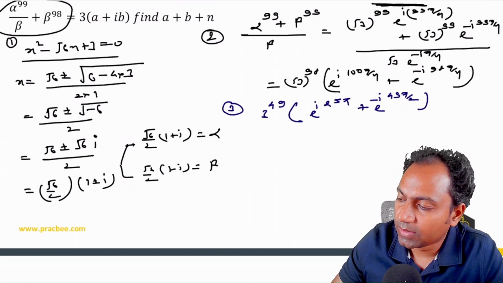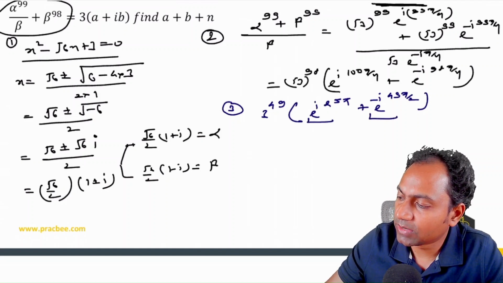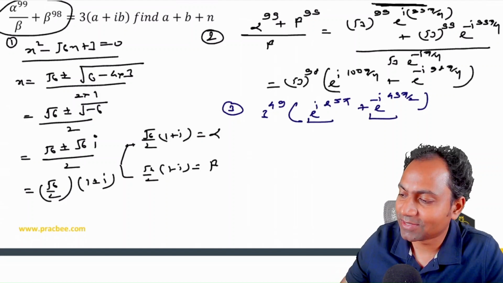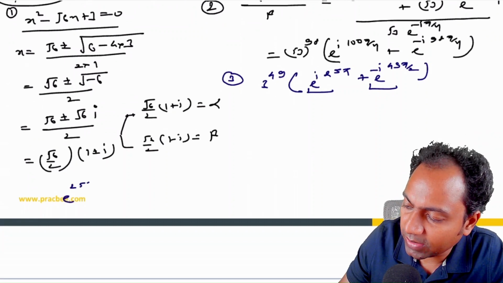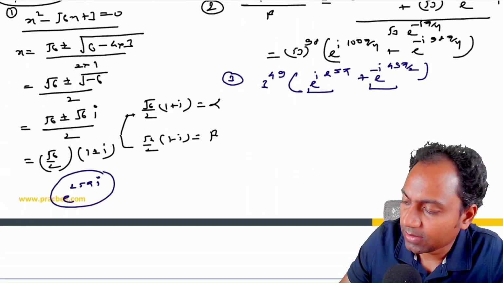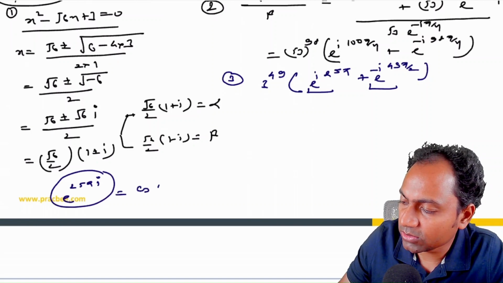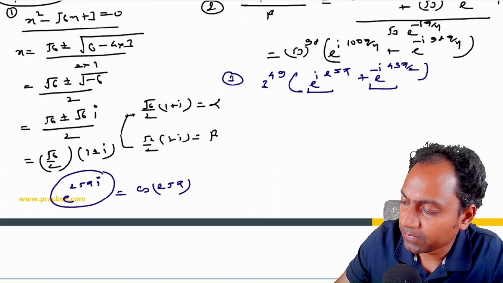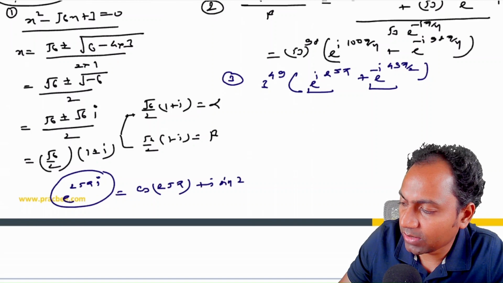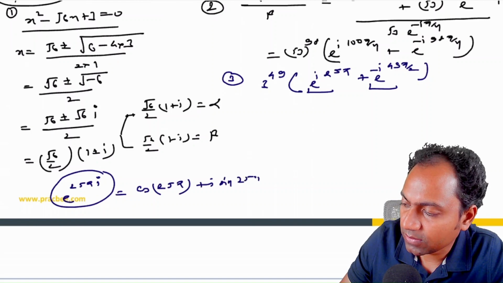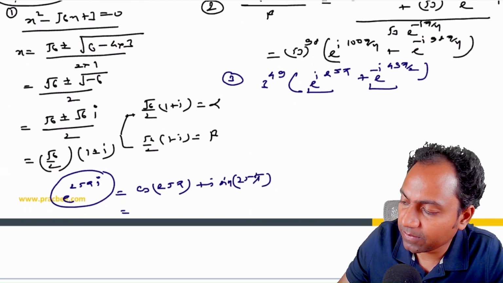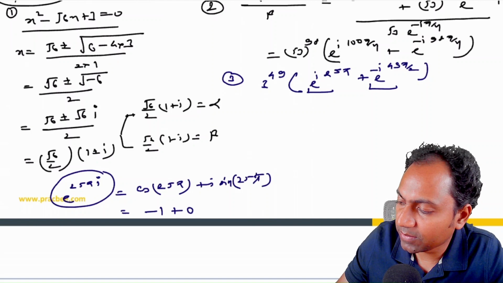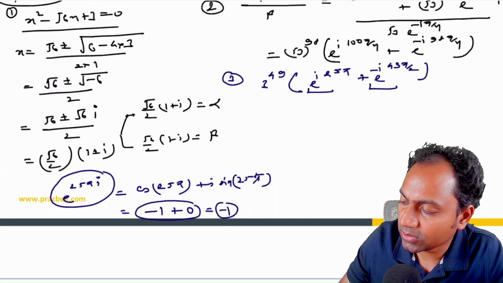So now we need to find the value of these two terms. Let us find them separately and get an answer. If you look into e raised to the power 25 pi, we can write this as cos of 25 pi plus i sine 25 pi. If I put these values, you can see that the first part will become minus 1 and the second part becomes 0. So the answer comes out to be minus 1.